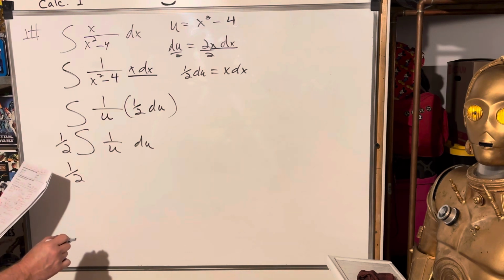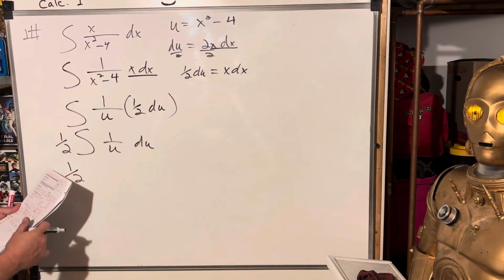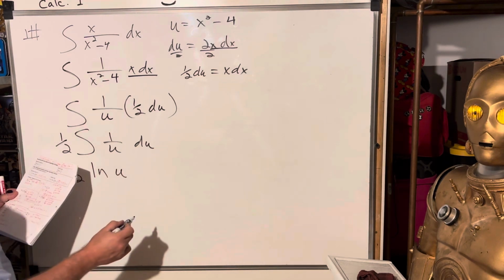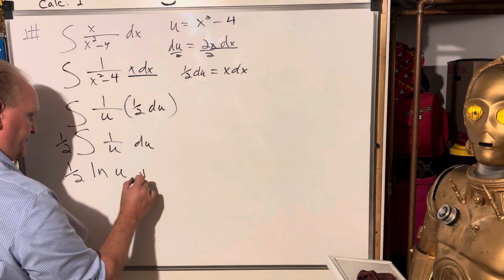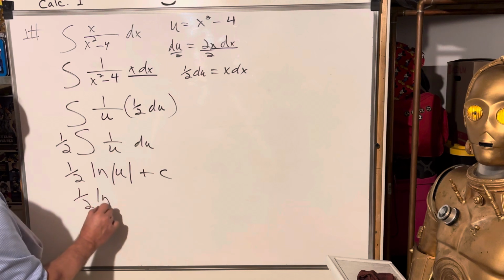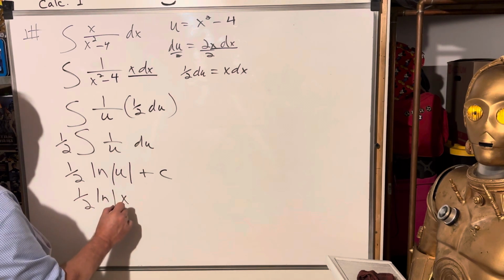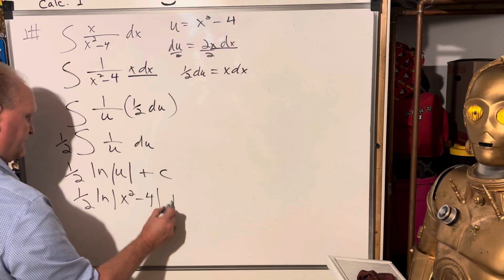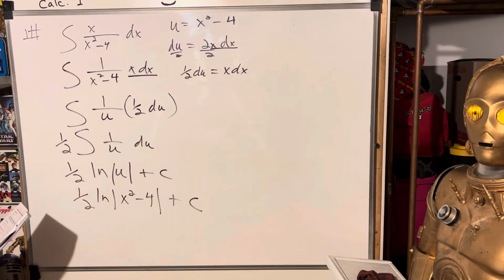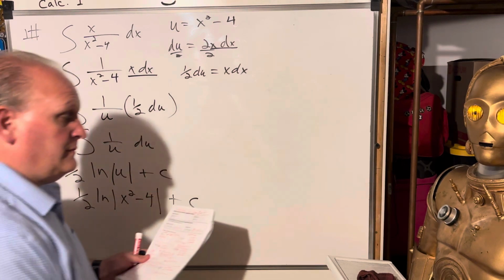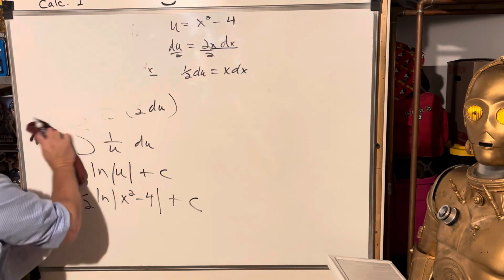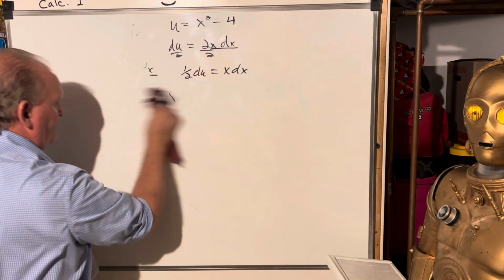So for number 3, what are we looking at here? 1/2 ln u plus c. Oh, absolute value of u. Don't forget the absolute value sign. Ln, and then x squared minus 4. Okie dokie artichoke. So don't make the problem harder by writing down the wrong problem. That's the worst. Let's look at number 4.